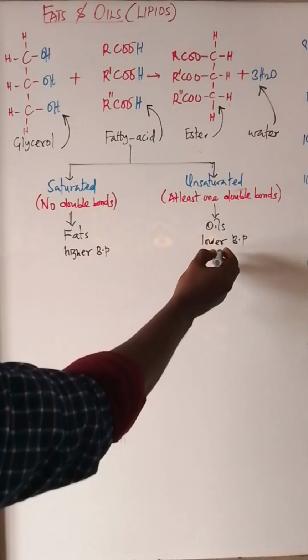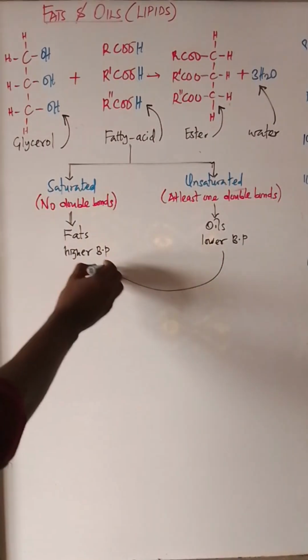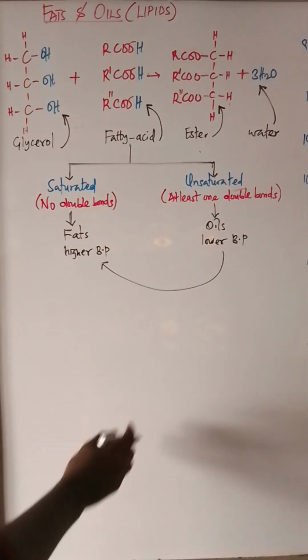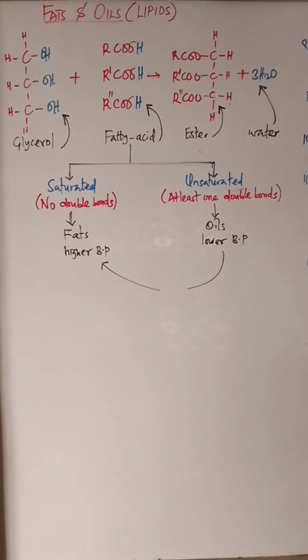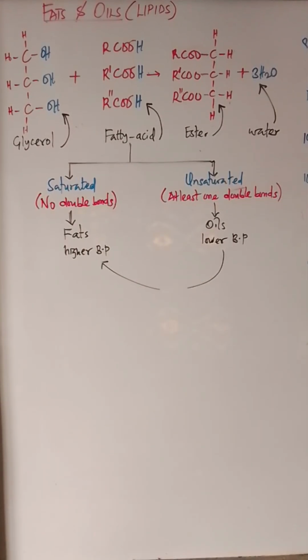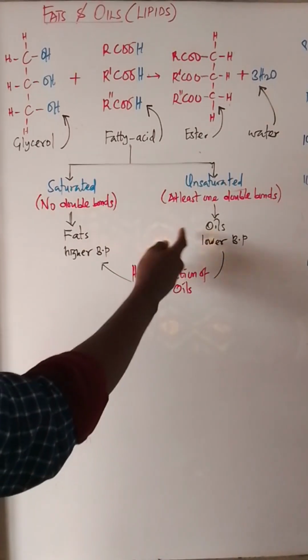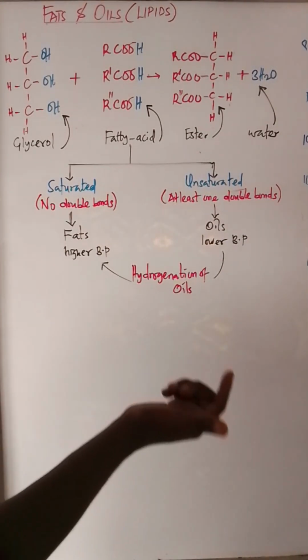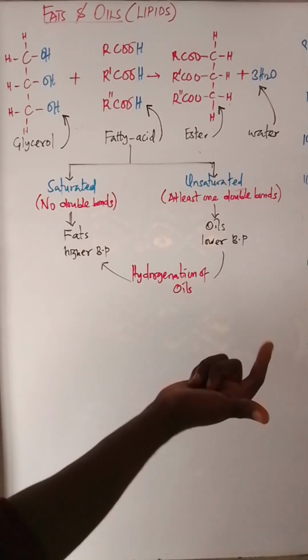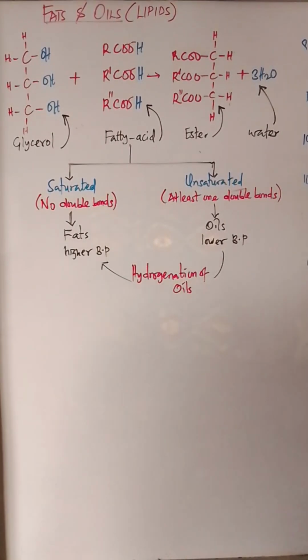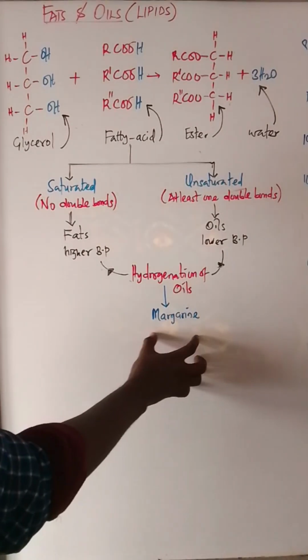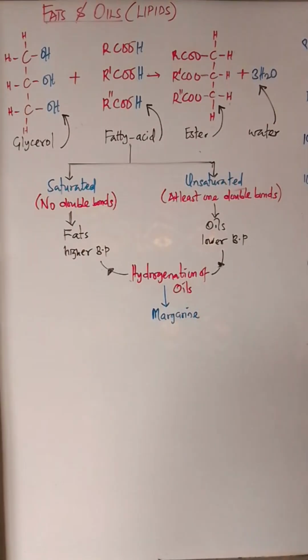And oils from plants can be converted into fats. This process is what we call the hydrogenation of oil. What is hydrogenation? Addition of hydrogen. Since it is unsaturated, it has at least 1 double bond. So if hydrogen is added, that double bond will be split into single bonds, and it becomes fat. Margarine is produced through this process, in case you ask.